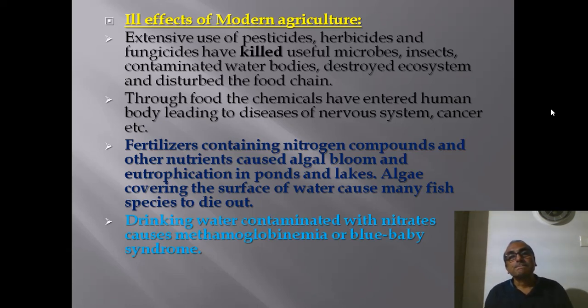Then comes the drinking water that we are having now. That is also not safe. It is contaminated with nitrates washed from the agricultural fields, which might have entered into the river water from where we get our drinking water. And if the drinking water contains nitrates, this in our body leads to the formation of methemoglobin, and that is called a condition, methemoglobinemia.